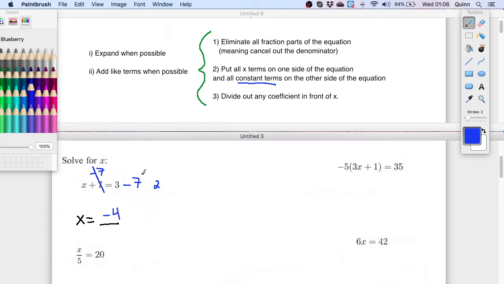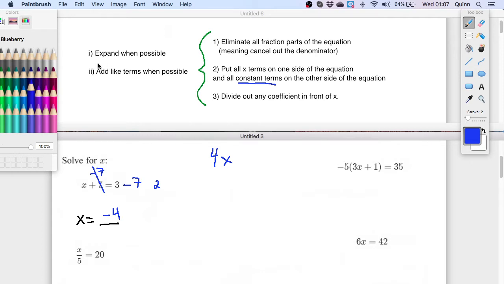So not too difficult. But we're going to continue using these rules as well. So in this case, we used rule number 2. And the last bit says divide out any coefficient in front of x. So a coefficient in front of x, in this example, the only one we have here is the hidden 1. And that is perfectly acceptable. We want that hidden 1 in order to solve this, okay?